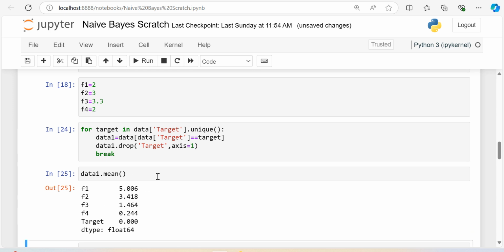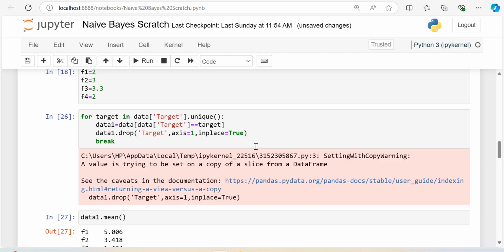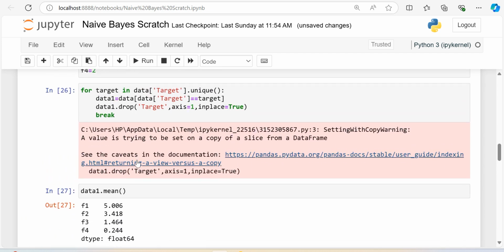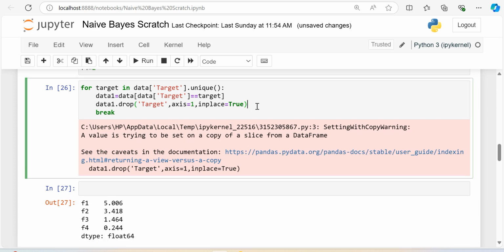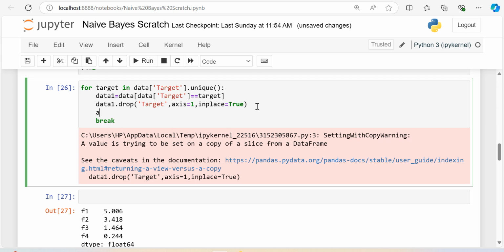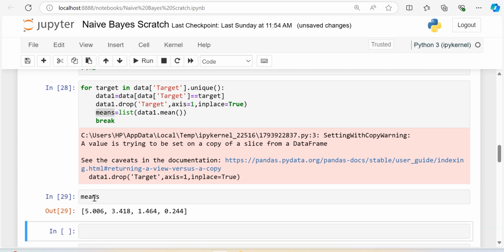Here you can see, in place, it will change the data in place. So now we are able to generate feature 1, feature 2, feature 3. So I'm writing like this, mean, and I'm writing it into a list. So basically if you see this, we have all the mean values.